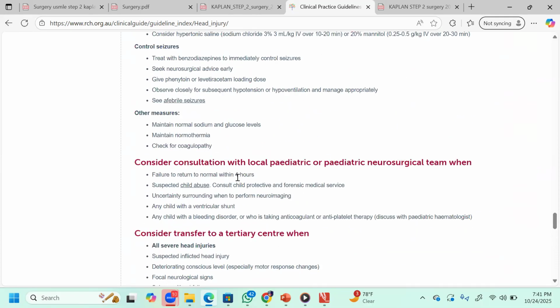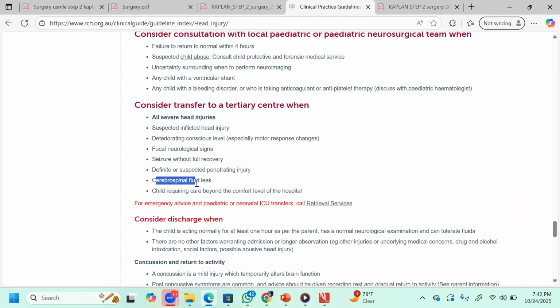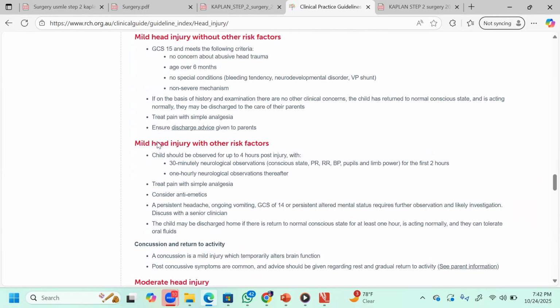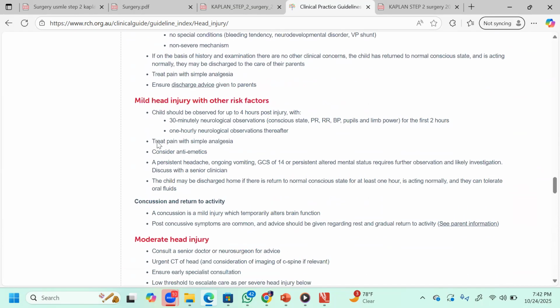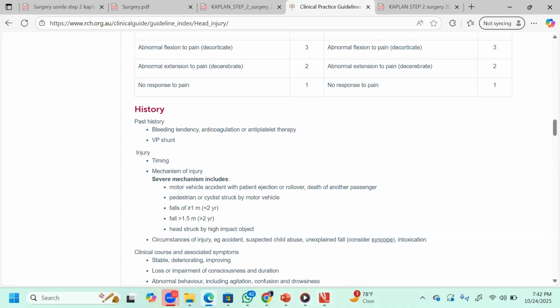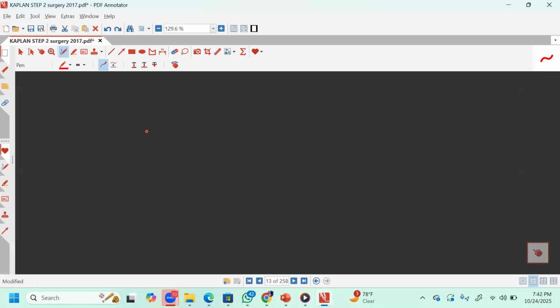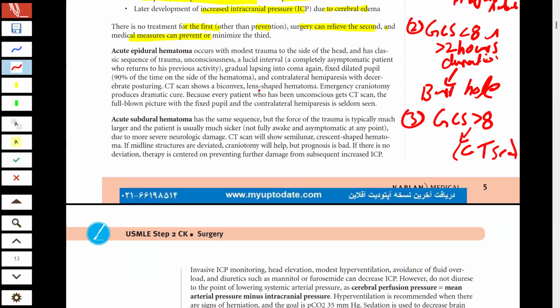Okay. So consider transferring the patient to a tertiary center in all cases of severe head injury, suspected inflicted head injury, deteriorating conscious level, focal neurological deficit, seizure without recovery, definite or suspected penetrating head injury, cerebrospinal fluid leak. So you have to transfer the patient. Mild, moderate, severe head injury we discussed, so please go through that. Okay, move to next. Doctors, any questions? Is it clear so far, the things we discussed?